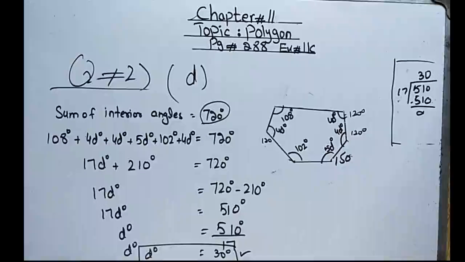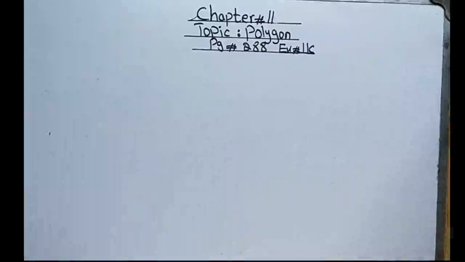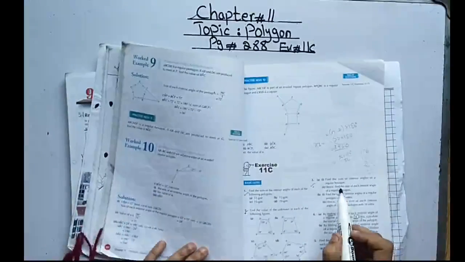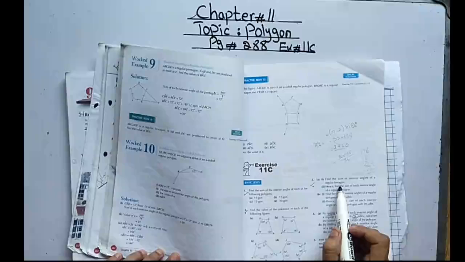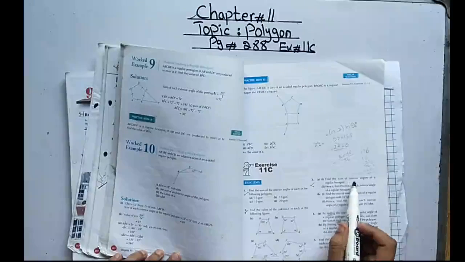Okay, now the rest of the parts are your homework. Now come on to question number 3, A part. The first part is to find the sum of the interior angles of a regular hexagon. Hexagon means a shape that has 6 sides. So you will put the value of n equal to 6, then you will find the sum of the interior angles.